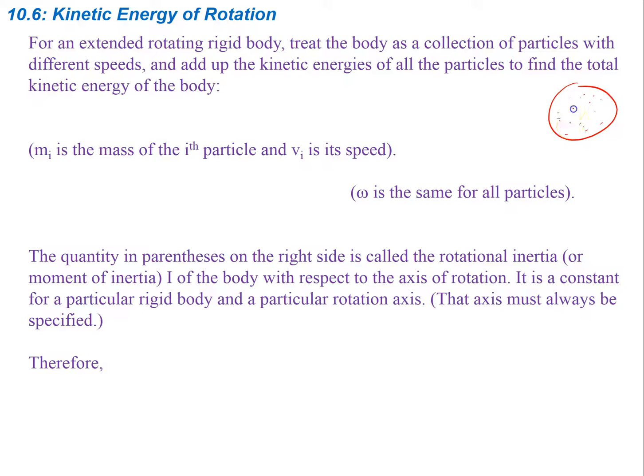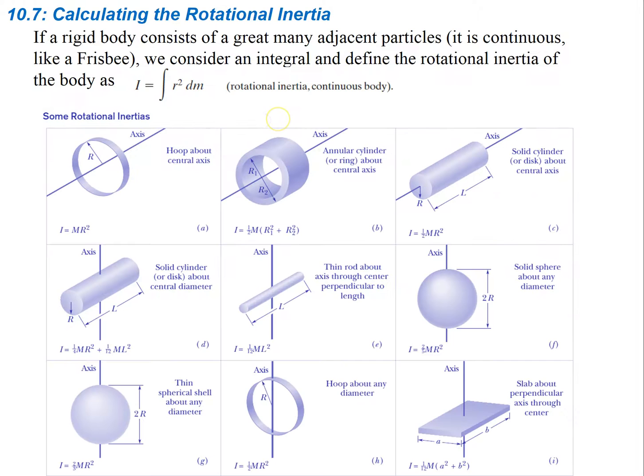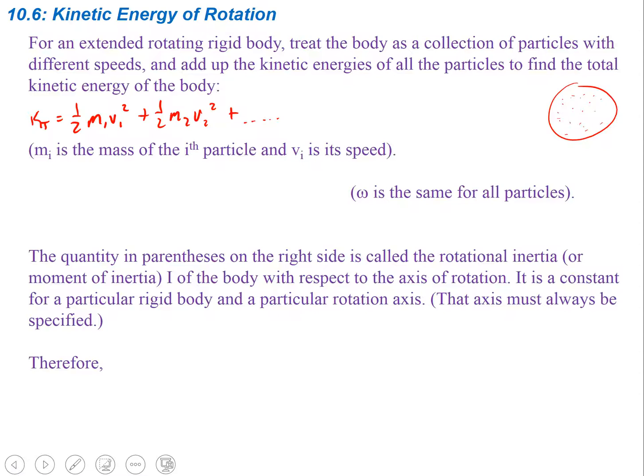All right, so for instance, what that would look like is the total kinetic energy is going to be 1/2 times the first particle's mass times its velocity squared, plus the second particle's mass times its velocity squared, plus, you know, so on and so forth. And eventually you're going to see that the total kinetic energy would then equal the summation of 1/2 m_i v_i squared. Just all the different particles added up together.